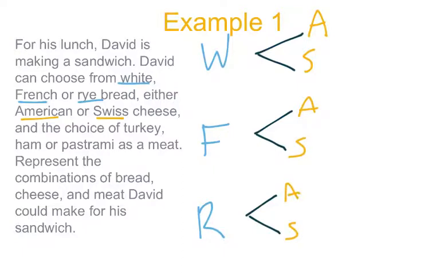All right, now that he has his cheese, we can put some meat on it. So he has turkey, ham, and pastrami. So now we have to list those options for each of our cheeses, right? Because he can do white bread, American cheese, turkey, white bread, American cheese, ham, white bread, American cheese, pastrami. So for here, he can do turkey, ham, pastrami.